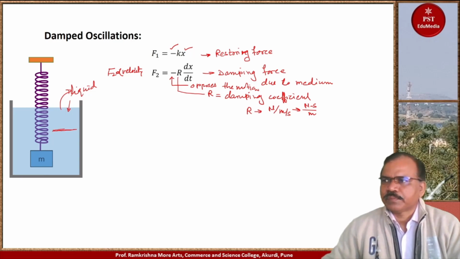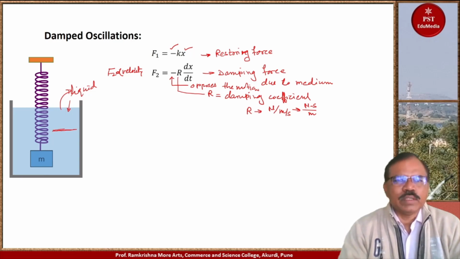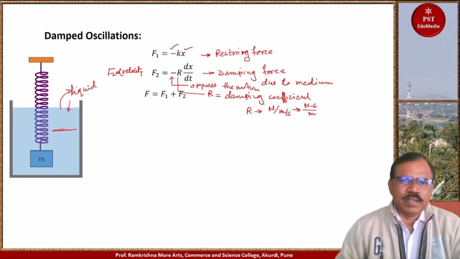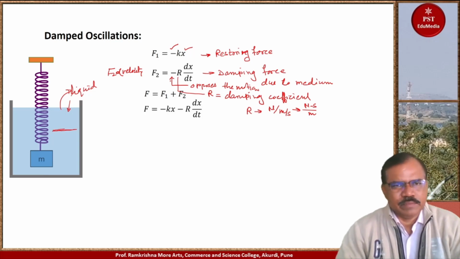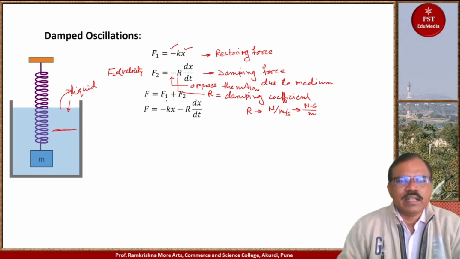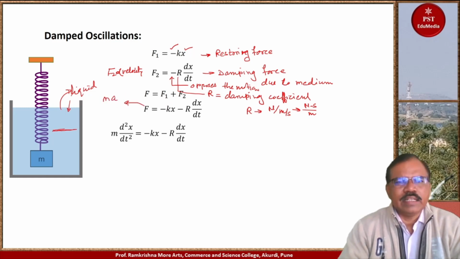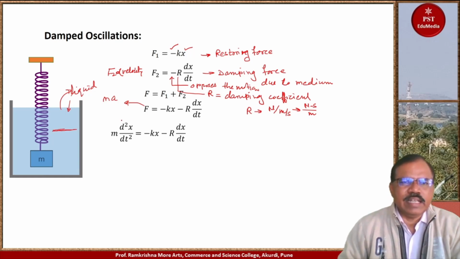So here are two forces. So what is the net force? F is equal to F1 plus F2. That is the net force. And we know the net force acts on the body, and due to that the body will move. So according to Newton's second law, force is mass into acceleration. So this F I have written as minus kx minus R dx by dt, and here mass into acceleration, so we can write m d2x by dt square. x is the displacement from the equilibrium position.